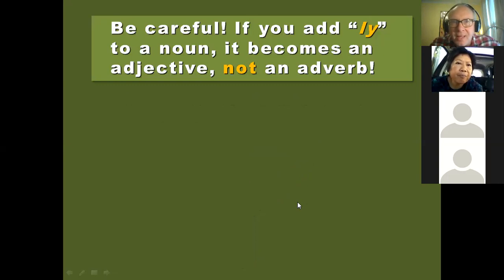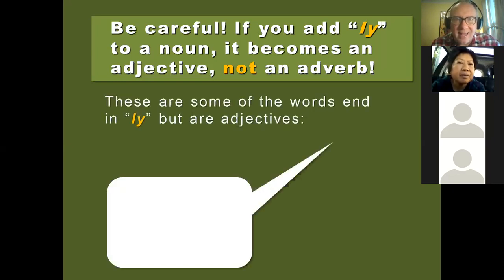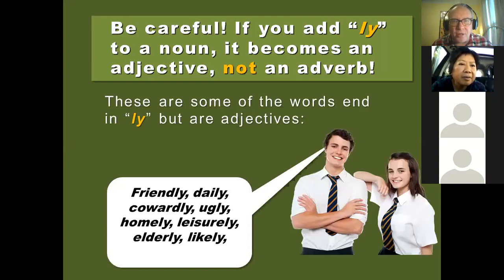Be careful. If you add ly to a noun, it becomes an adjective, not an adverb. Most of the time when we have a word with ly, it's an adverb. For example, nice, nicely, quick, quickly, easy, easily. But if you have a noun, ly makes it an adjective. All of these words, friendly, daily, cowardly, ugly, homely, leisurely, elderly, likely, are not adverbs. They're adjectives. They look like adverbs because of the ly, but they're not.